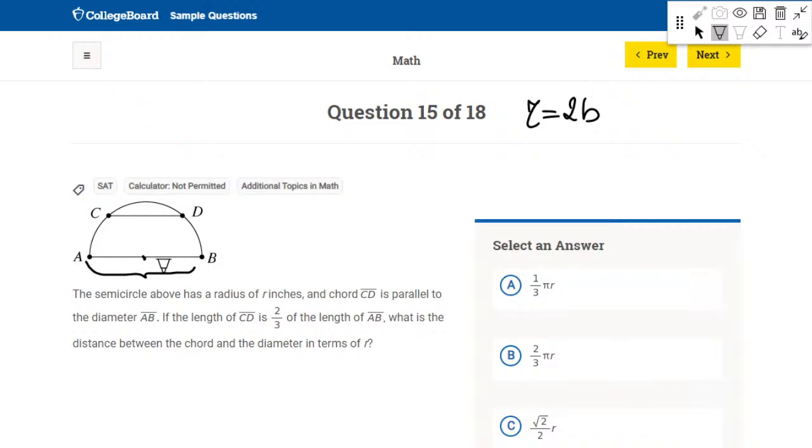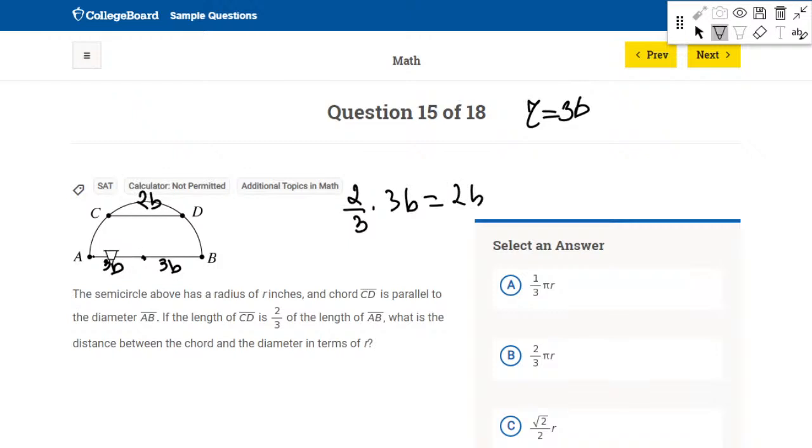Or let me think, why am I rewriting r? Just because we have 2/3. So let's write r equals 3b. So we get 3b here and 3b here. And this is the diameter, so it's a radius and a diameter. And the length of CD is 2/3 of AB. 2/3 multiplied by 3b gives me 2b. Great. So this is 2b.